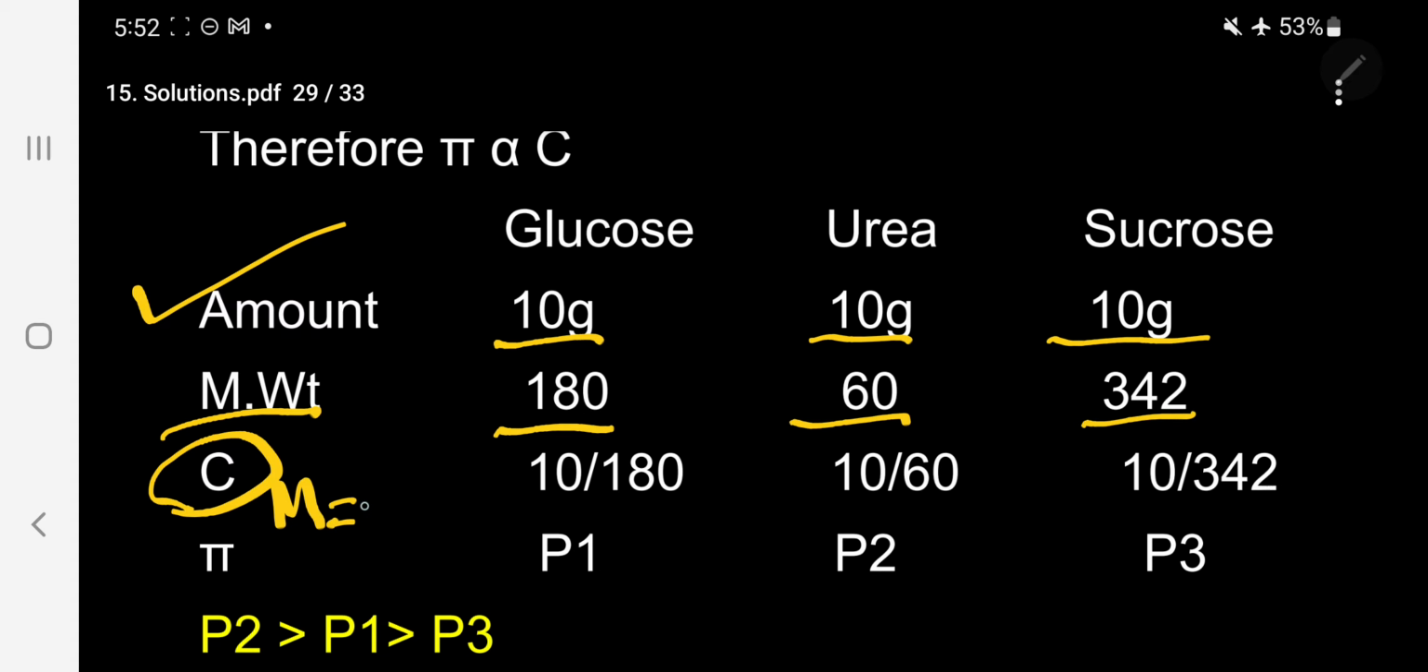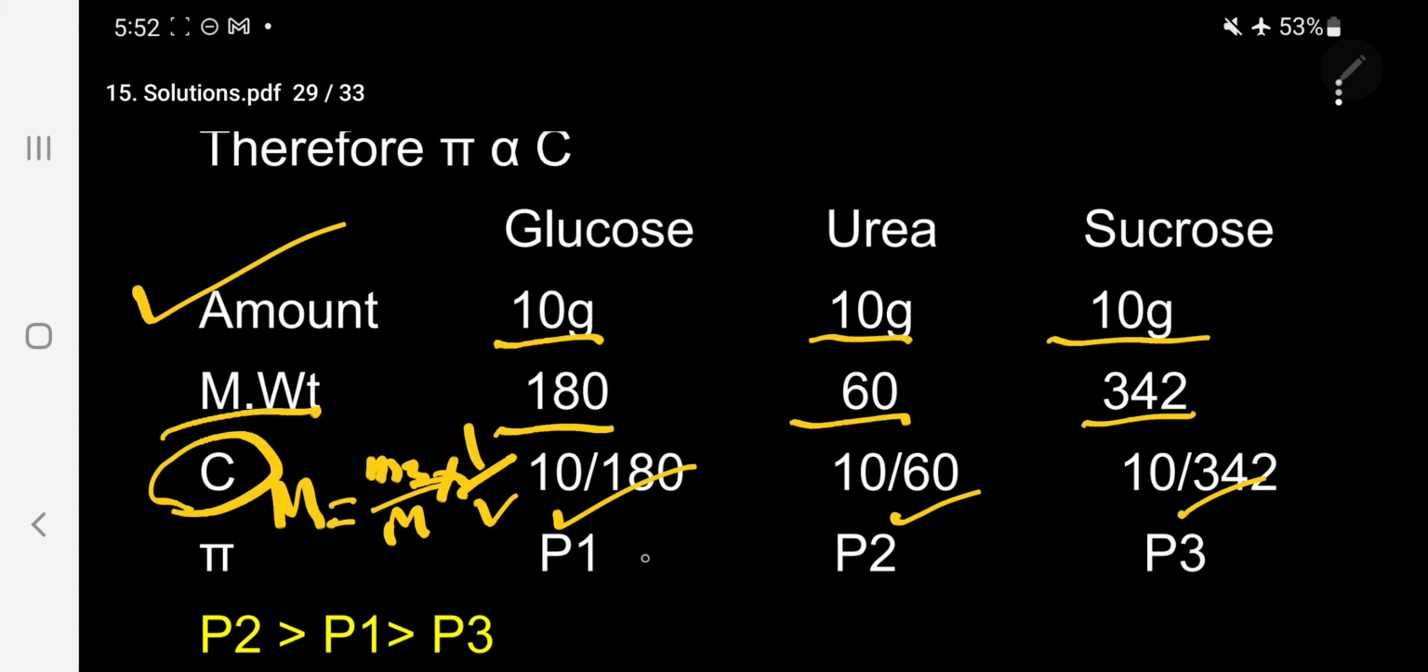Molarity, M equals weight by molecular weight into 1 by V. 1 by V is nothing but 1 liter. 1 liter means nothing but 1, so better we will neglect that one. Simply I can divide 10 by 180, 10 by 60, 10 by 342. What will I get as the value?